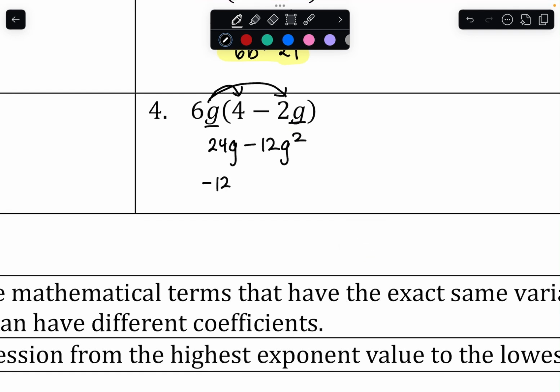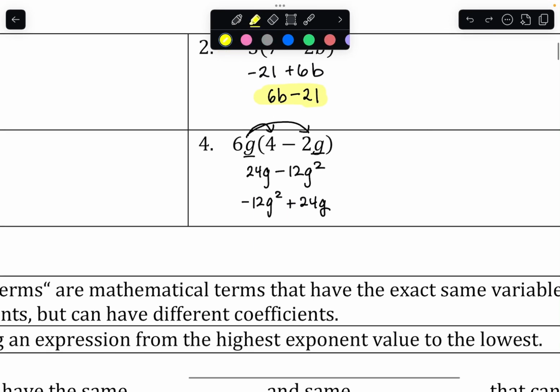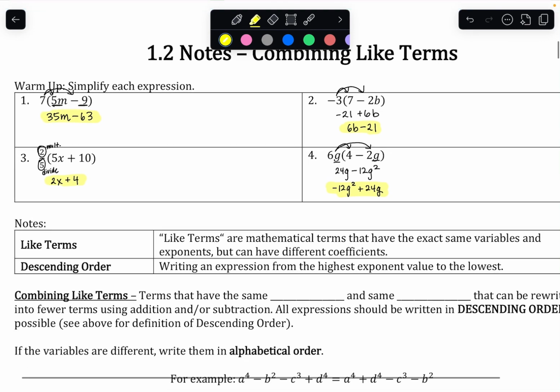But we do want to put the g squared before the positive 24g, keeping their signs, the negative 12 and the positive 24. We always write our final answer from highest exponent to lowest exponent. So the ideal final answer would be negative 12g squared plus 24g.